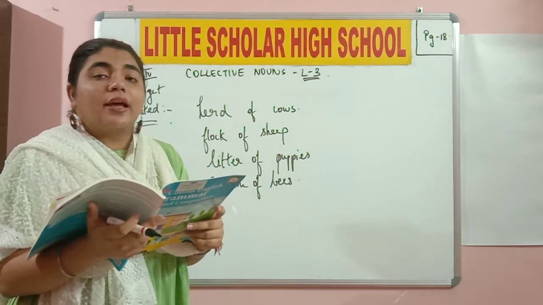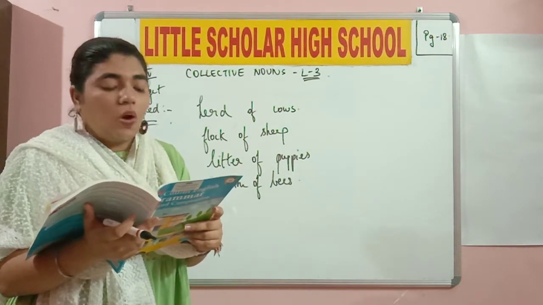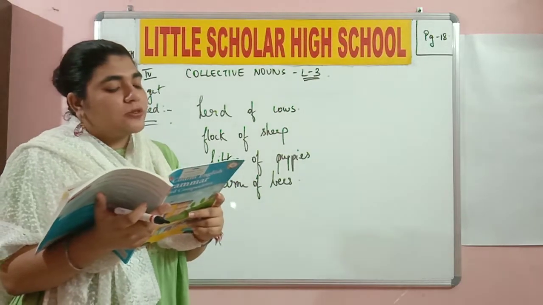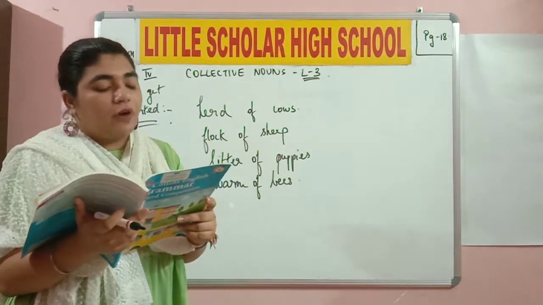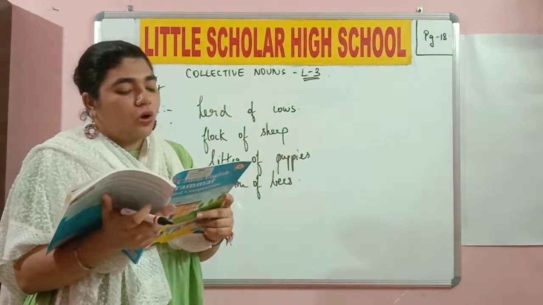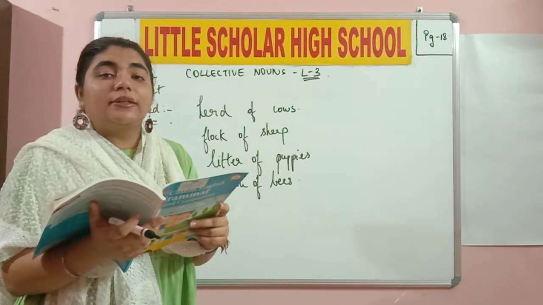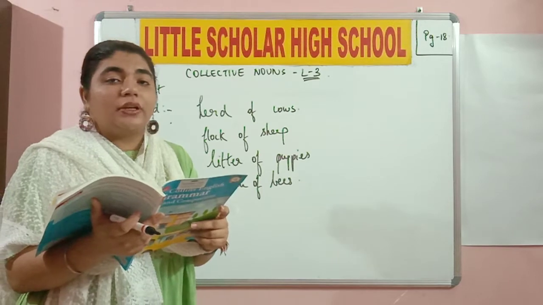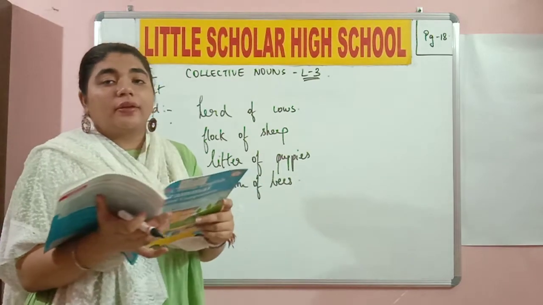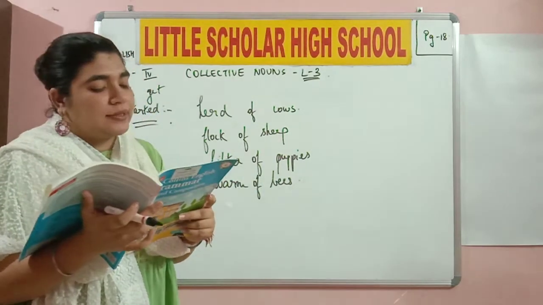On one side was a flock of sheep chewing straw. Which phrase am I going to underline now? Flock of sheep. It was Mr. and Mrs. Lal's farm. They had a big dog and a litter of puppies. Please underline litter of puppies. What does this mean? When there is a group of puppies together, they are called a litter of puppies.